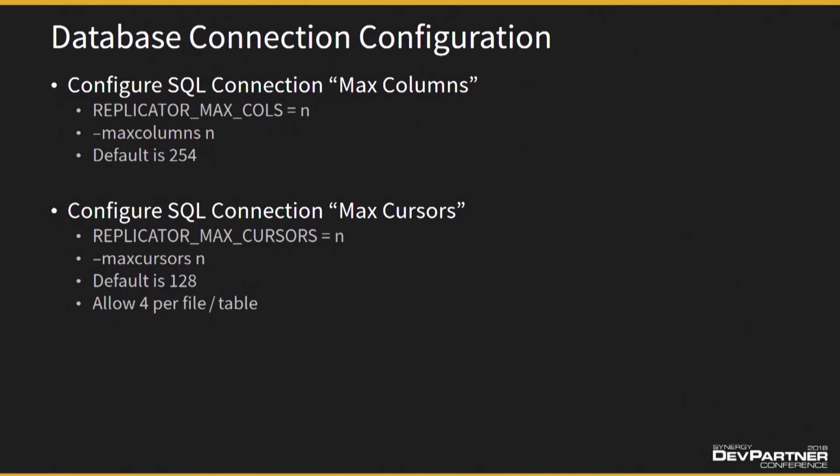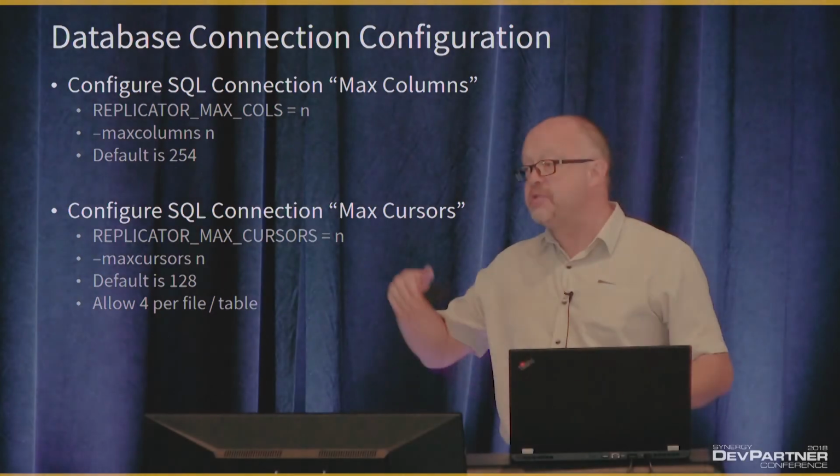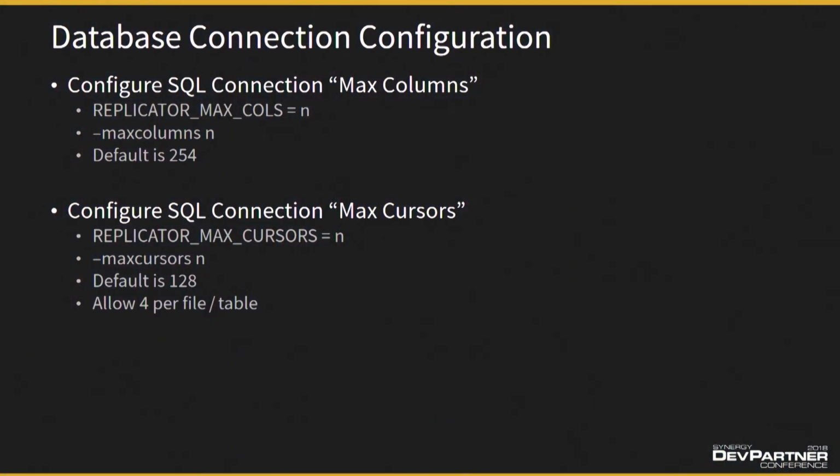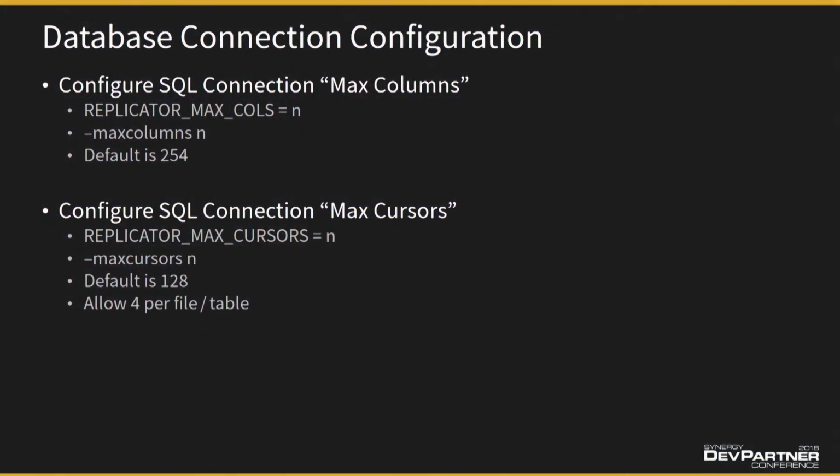Database connection configuration. SQL connection has the ability to specify the maximum number of columns on a table and the maximum number of cursors that you can have available. Both of those have default values, 254 and 128. We've now surfaced those settings through environment variables and command line options, so that you can control those in your environment. As you add more and more files or tables to the environment, at some point you're going to run out of that 128 cursors and need to allocate a few more. All it's doing is allocating a bit more memory to the process, and so on.